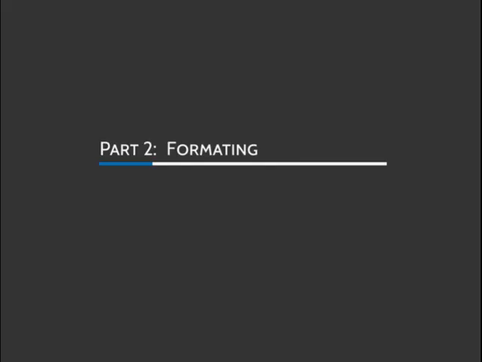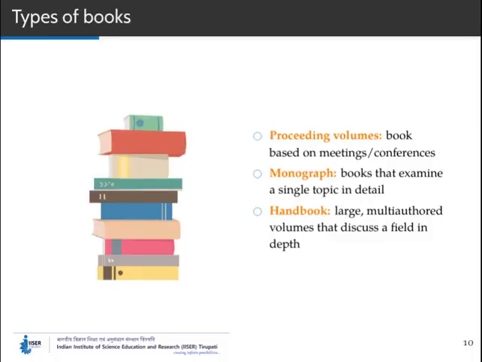Now we'll see the general formatting guidelines for a research text. Scientific publication can be broadly classified either as a book or as journals. Most of the rules which we are about to discuss are the same for both fields. So let's first start with the case of books. Research books can be further classified into three major classes. Proceedings are the books based on meetings and conferences. Monographs often discuss a single topic elaborately. For example, a thesis can often be published as a monograph. A handbook is often multi-authored and discusses the field in depth.